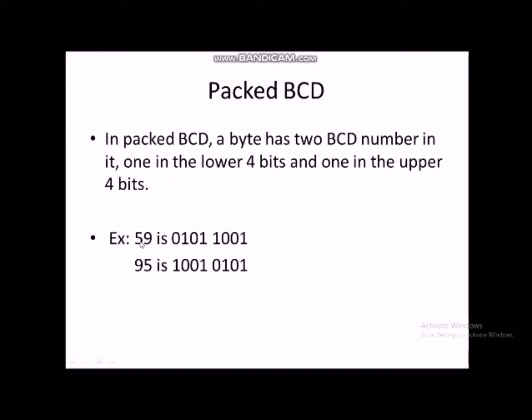As an example, if you look at 5 and 9 here, this is 5. Since 5 is the higher digit, or the most significant digit of the BCD number, here it's in the upper 4 bits, or the upper nibble, and 9 is the least significant digit of the BCD number. So it is represented by 1001 in the lower nibble, and the same goes for 9 and 5.